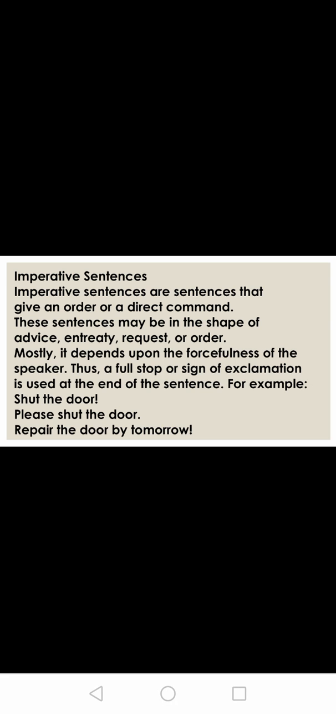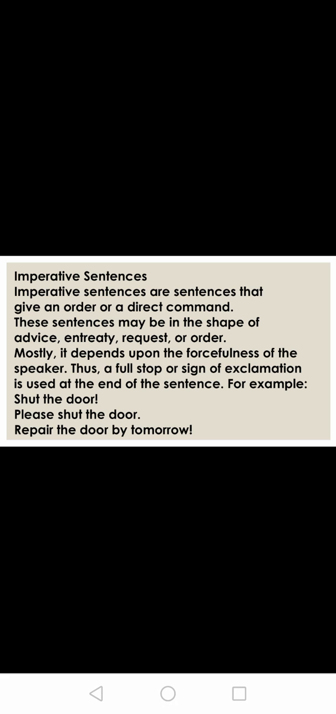Now next is imperative sentence. What is imperative? Imperative sentences are sentences that give an order or a direct command. These sentences may be in the shape of advice, entreaty, request, or order. Mostly it depends upon the forcefulness of the speaker. Thus a full stop or a sign of exclamation is used at the end of the sentence. For example, shut the door. In the end you are able to see the exclamation mark also sometimes.